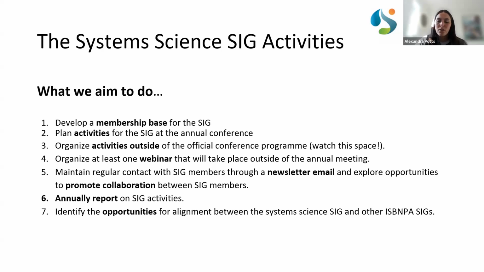In terms of our ways of working, we will maintain regular contact with SIG members through a newsletter email and explore opportunities to promote collaboration between different SIG members. We'll annually report on SIG activities, and then finally, we'll identify opportunities for alignment between the Systems Science SIG and other ISBNPA SIGs to promote collaboration between those.